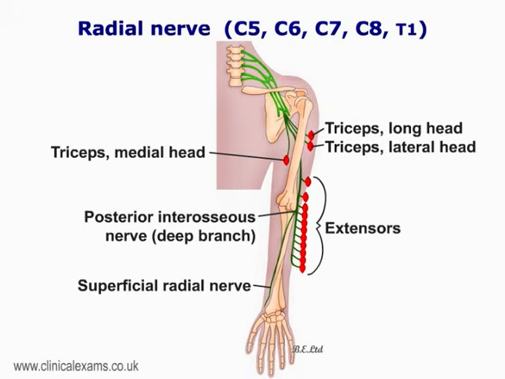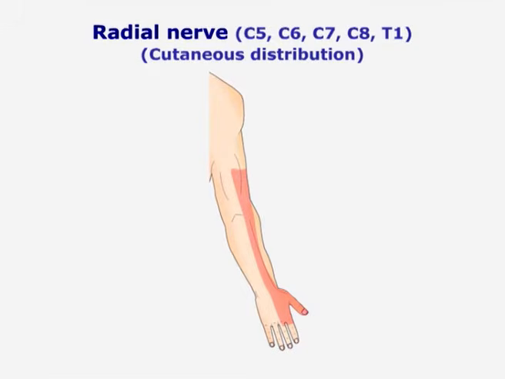The radial nerve arises from C5, C6, C7, and C8. It supplies the triceps brachii and extensor muscles of the arm and forearm. These muscles perform extension of the elbow and the hand. The radial nerve also supplies sensation to the skin over the posterior arm and forearm, the posterior and lateral 2/3 of the hand, and proximal parts of the first 3 fingers.